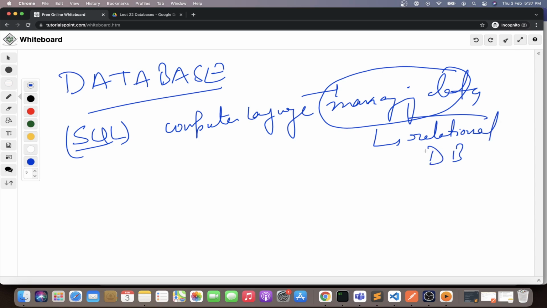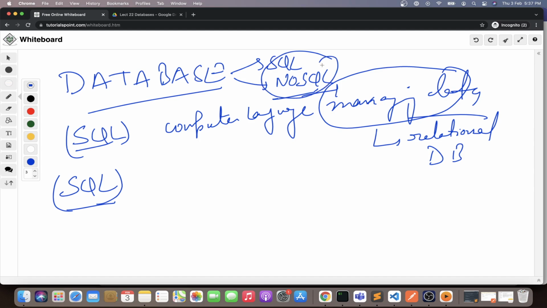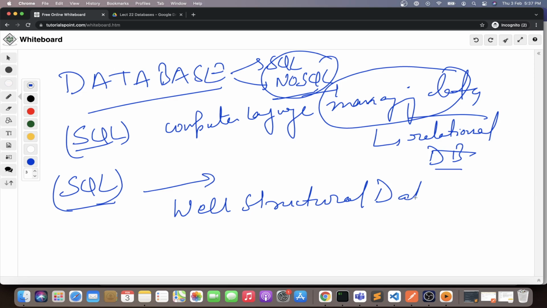In case of SQL, databases are of two types as we know, SQL and NoSQL. The SQL database has this relational DB in which the data is stored. So there is well structured data, and they follow the ACID properties.